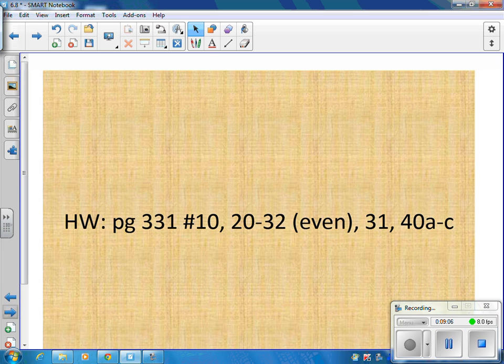Here is your homework for this section for 6.8. Tomorrow when I return, I will be checking 6.8 notes. I will be checking this homework on page 331. I will also be checking 6.9 notes. So your homework for tonight is this bookwork for 6.8 and also to fill out the notes for section 6.9, which we will go over tomorrow.